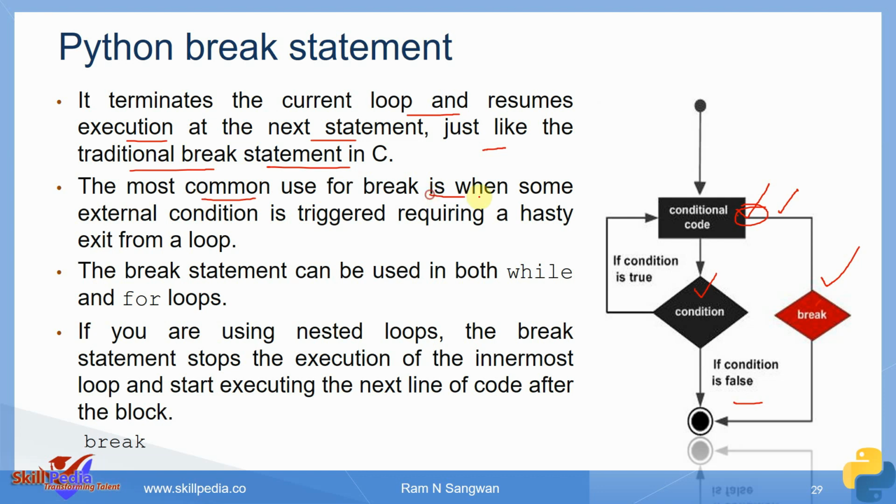The most common use of break is when some external condition is triggered, requiring a hasty exit from the loop. The break statement can be used in both while and for loops. If you are using a nested loop, the break statement stops the execution of the innermost loop and starts executing the next line of the code after the block. And the syntax is quite simple: break, nothing else.